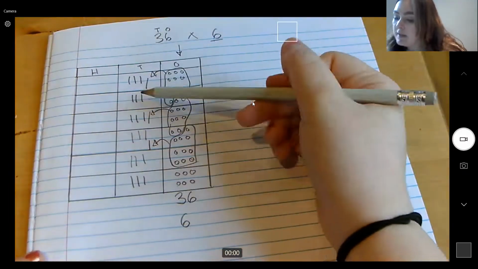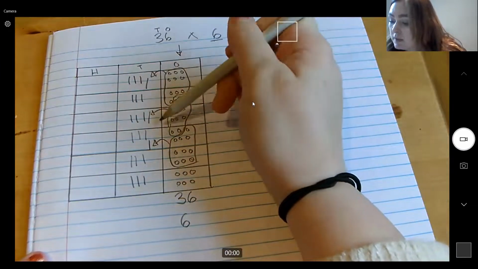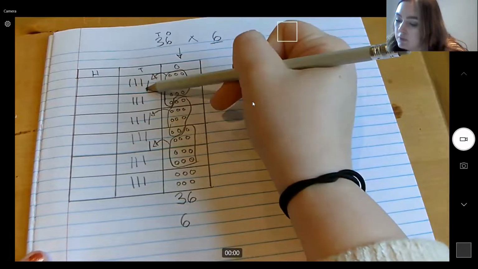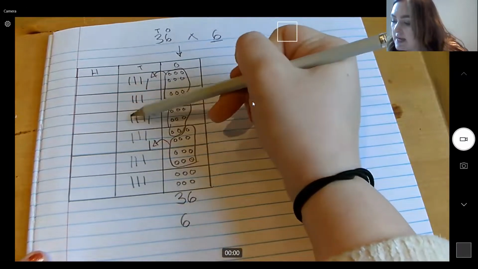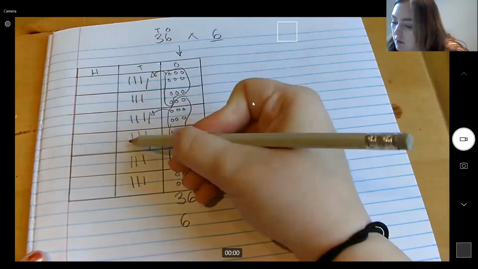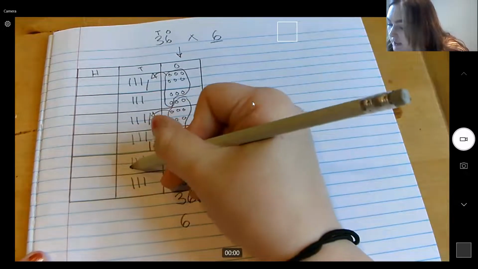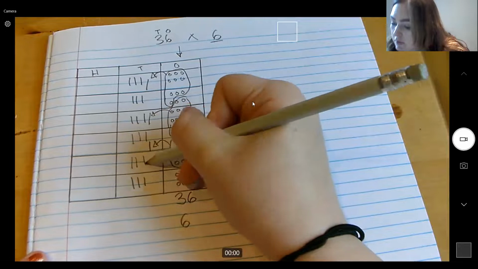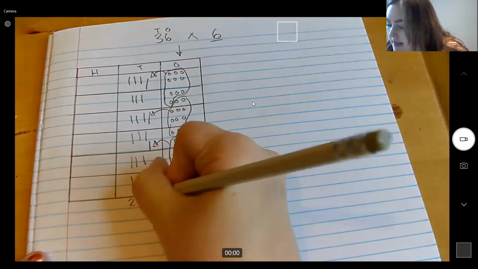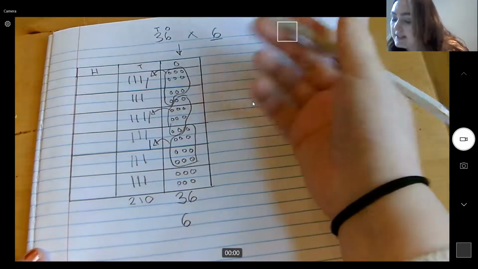Okay, now we need to count up our tens. Including the tens we've exchanged, we need to make sure that we are including them. 10, 20, 30, 40, 50, 60, 70, 80, 90, 100, 110, 120, 130, 140, 150, 160, 170, 180, 190, 200, 210. So we've got 210 in that column. Again, that is way too much. You can't have hundreds in the tens column.